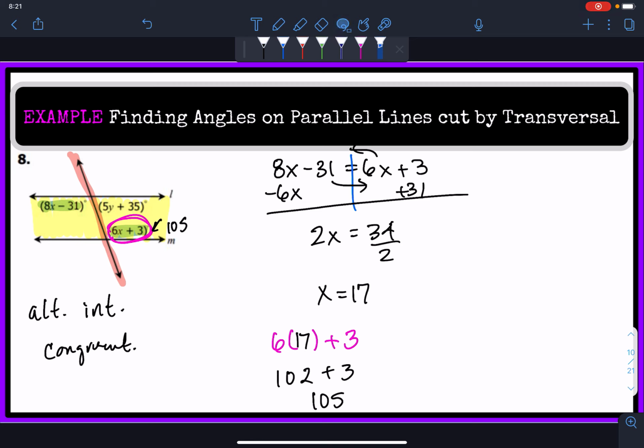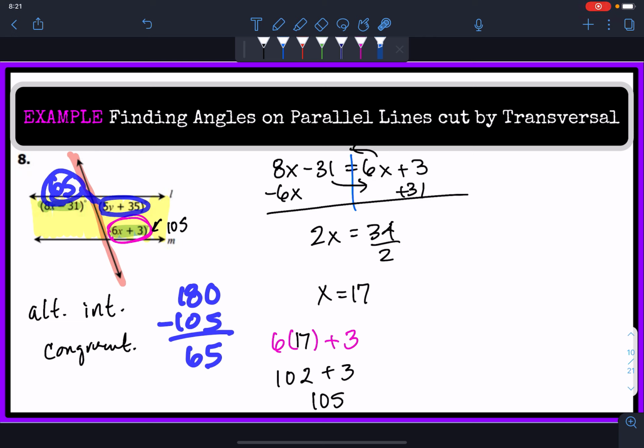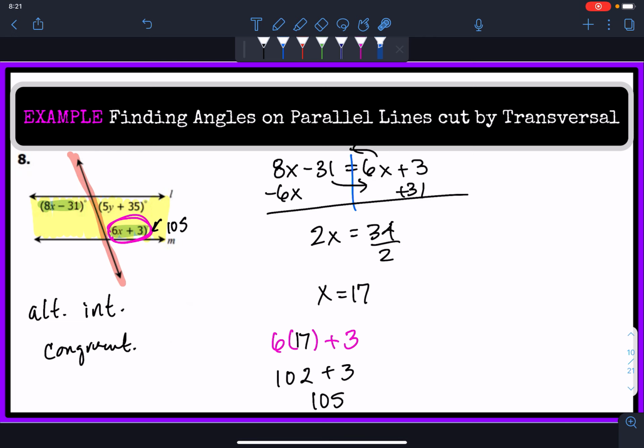The other option is, since these two angles are vertical angles, they're going to equal each other. So if I get 180 and I subtract 105, which is equal to 65, that means that this angle would have to be 65. And I can set this equal to 65. Either way, you should end up with the same answer. But let's do what I said earlier. Let's add these up again, because we have an obtuse angle and an acute angle. We're going to add them up and set it equal to 180 degrees.